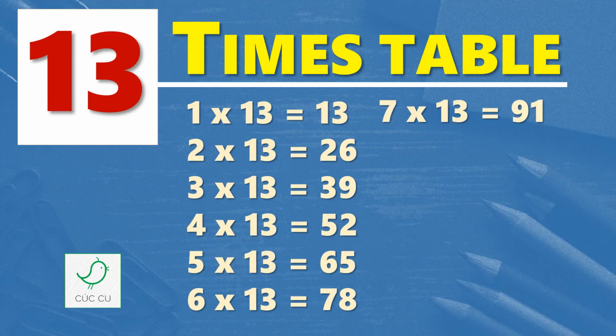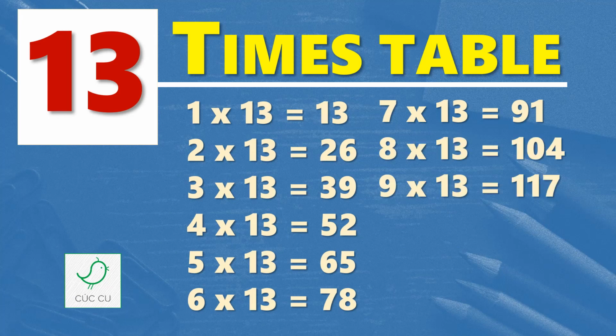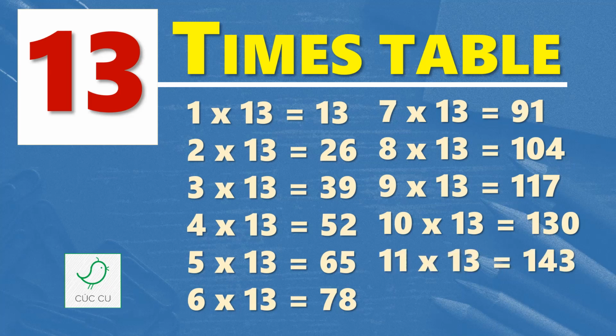7 times 13 are 91. 8 times 13 are 104. 9 times 13 are 117. 10 times 13 are 130. 11 times 13 are 143. 12 times 13 are 156.